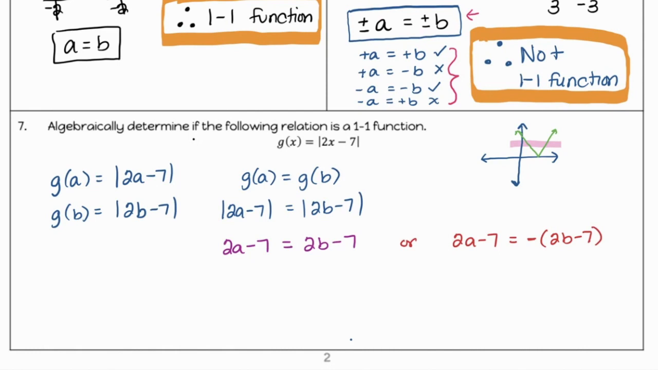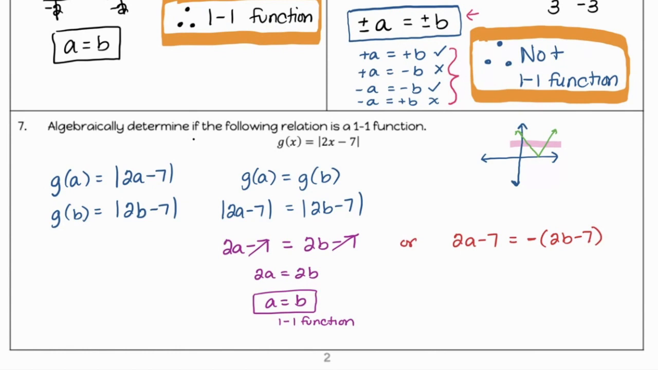Let's start with that purple one, the first case. If I were to solve the first case, I would add 7 to both sides, divide by 2 on both sides, getting me to my destination that I want, which is that it is a one-to-one function.